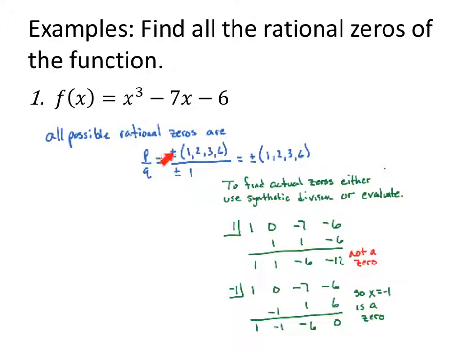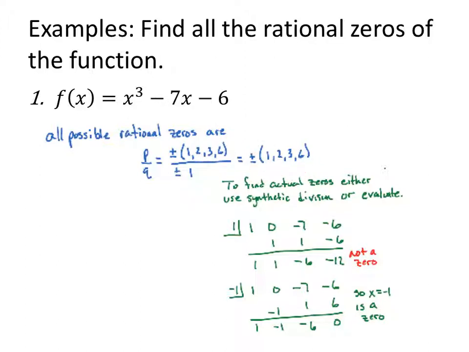And it could be plus or minus, we don't know. Divided by q. Q is all the factors of the leading coefficient of 1. I love it when the leading coefficient is 1. A plus or minus 1 in the denominator. So we have the possibilities of 1 over 1, 2 over 1, 3 over 1, 6 over 1, or negative 1, negative 2, negative 3, negative 6. And I write this collectively as plus or minus all of those options.